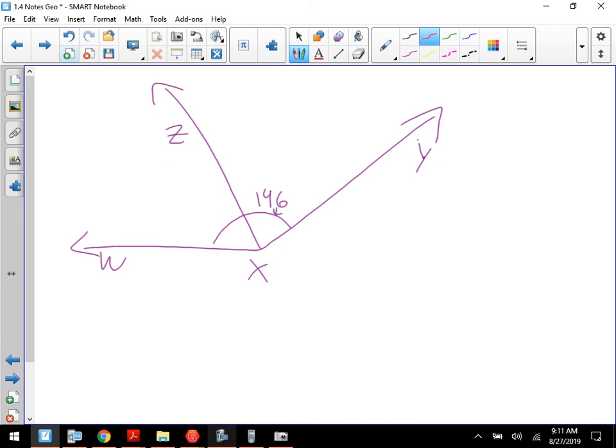If the whole thing is 146, what do I do to figure out what each piece is? Okay, so what's half of 146? This should be easy to do in your head. What's half of 14? 7. What's half of 6? So what's half of 146 then? There you go. Make it easier than it needs to be.